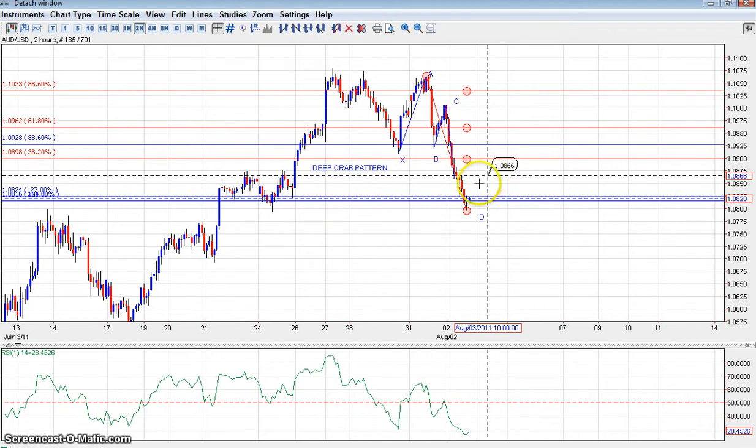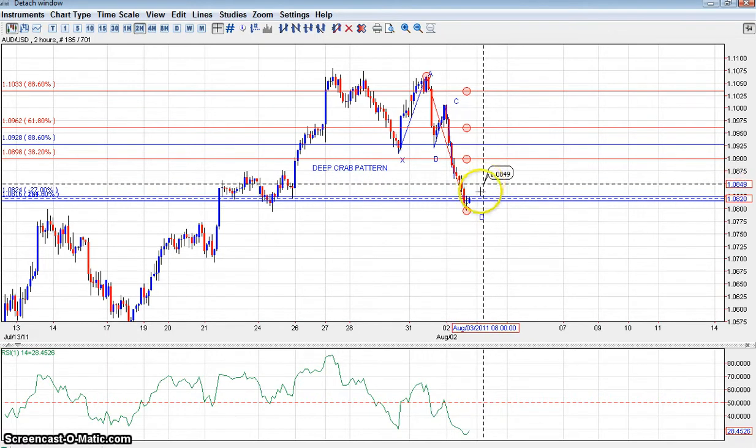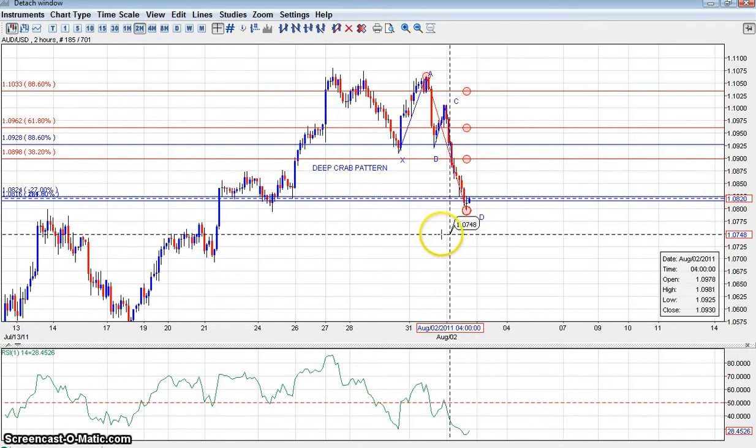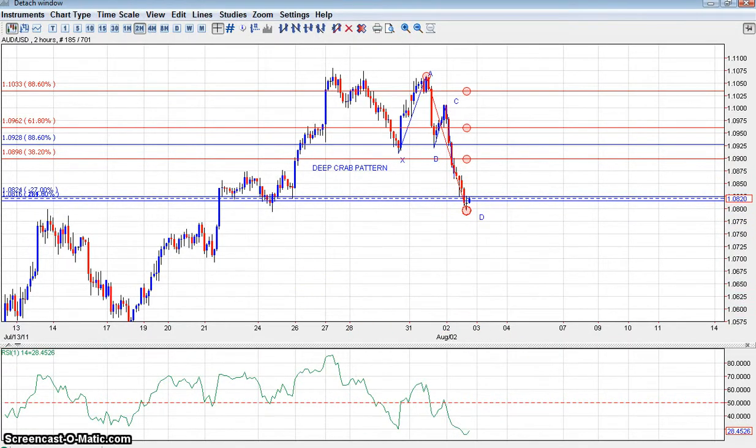So it's a bias to the upside, going long based on this pattern and the doji. Thank you for listening, and good luck with your trades.